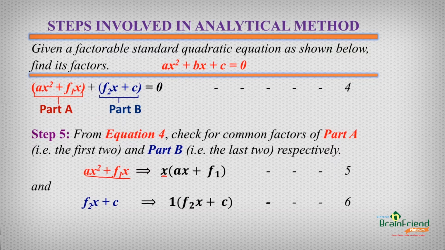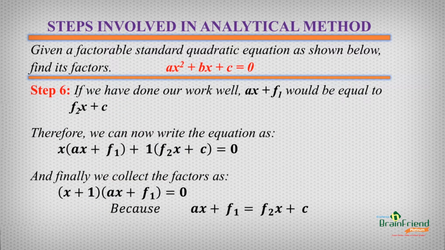We do the same thing for the second part, which is part B. Our part B is f2x plus c. Actually, the only thing we have in common here is 1. So that means we can bring out 1, though it seems invisible. There's a 1 here and another 1 here. If we bring out that 1, we now have 1 outside the bracket, then we open the bracket and write f2x plus c. That will be called our equation 6.